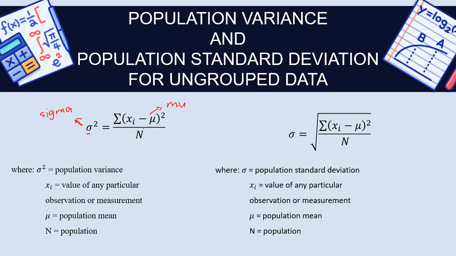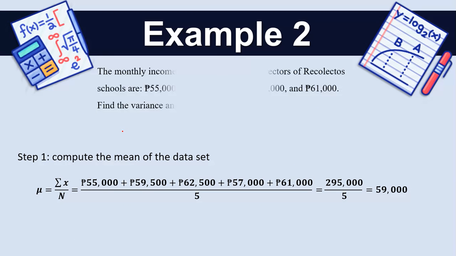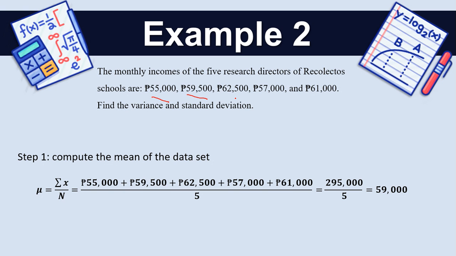Okay, still the same sa pagkuha ng standard deviation, all we have to do is to get the square root po ng variance. Okay, so let's have here example for this population. So I have here the monthly income of 5 researchers. We have 55,000, we have 59,500, 62,500, 57,000, and then 61,000 pesos.